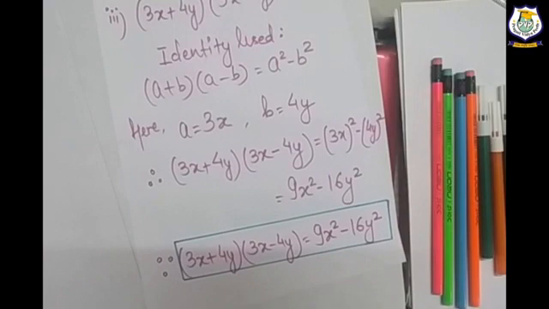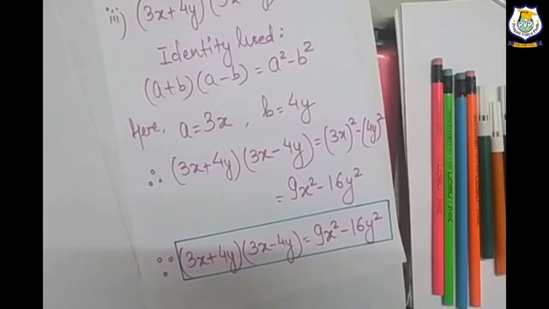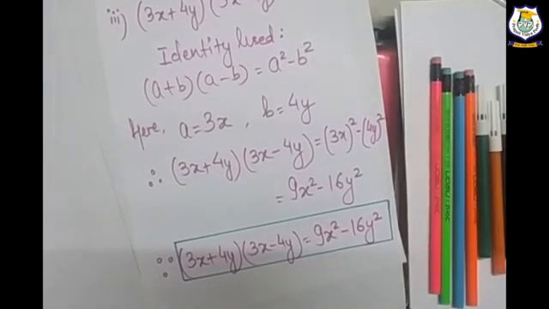This is how identities are implemented in particular questions, and many detailed questions with particular identities are given to you in the notes. So many questions are there, so please go through them. After that, I'm going to discuss how these identities are implemented in evaluation type questions, and then another type of questions.